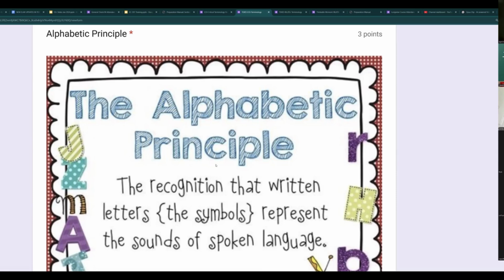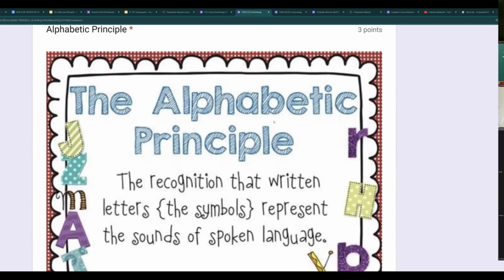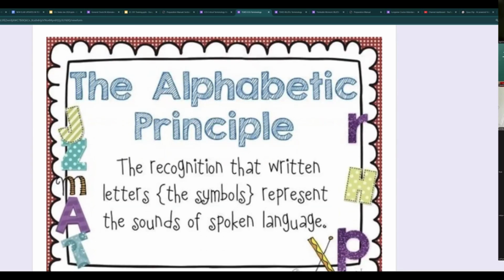So we understand that the alphabet represents symbols that when you put them together in different ways, we have reading. So they know how important, right, that the alphabet is not just this plaything, it's really part of reading. So they recognize that written letters represent spoken language. Okay, so I will give you about 30 seconds to answer that.